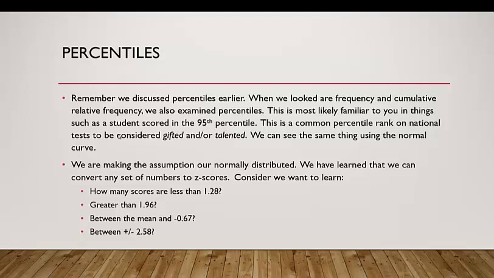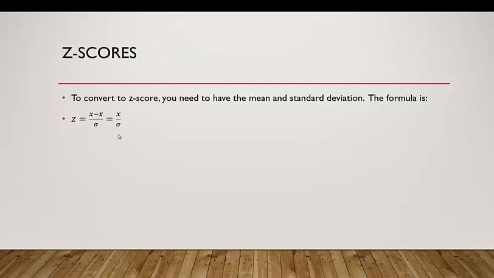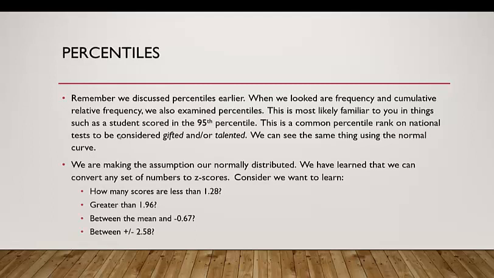So percentiles tell us where the student ranks with all the others who took the test. So we are making the assumption about things being normally distributed. We're putting them on the curve. Once we do that, though, we've learned that we can convert any number of scores into z-scores. Okay? So remember, in our z-score formula, we can take any score, subtract the mean, and divide by the standard deviation to get a z-score. Once we do that, we can do that to a whole set of scores.